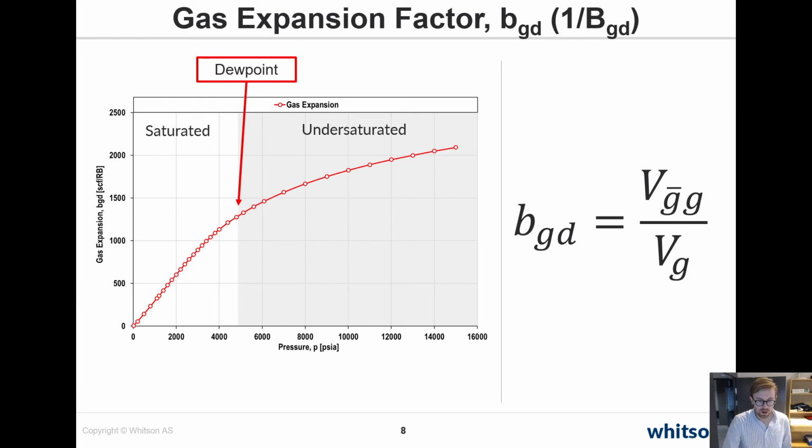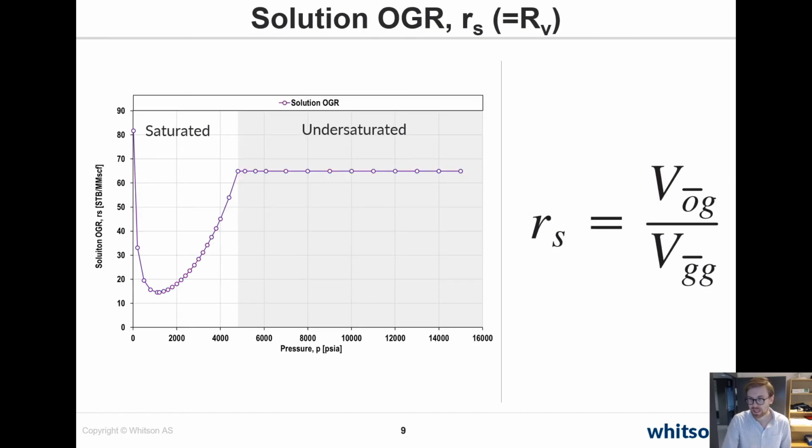Very good. Related to this, we also have a solution CGR for the gas phase. That's defined as the surface volume of oil originating from the reservoir gas phase, so we know that there's a condensate phase in the reservoir gas, divided by the surface volume of gas originating from the reservoir gas phase. Just as the reservoir oil can contain gas in solution, reservoir gas can contain condensate in solution. And that's what this term is representing.